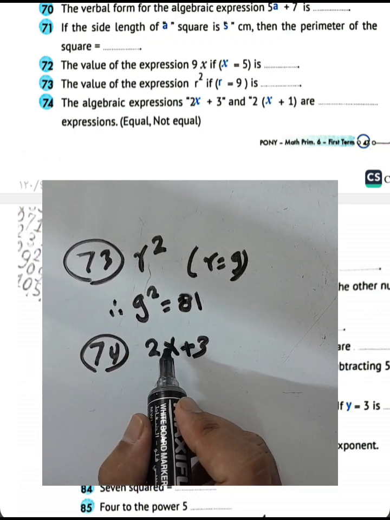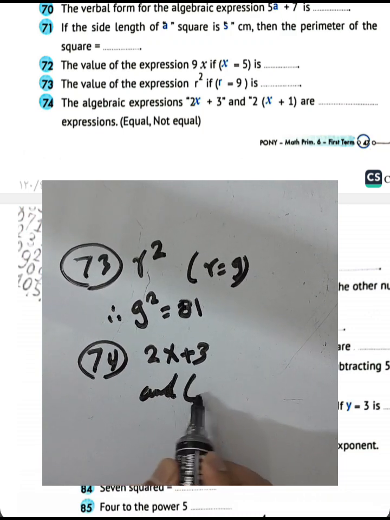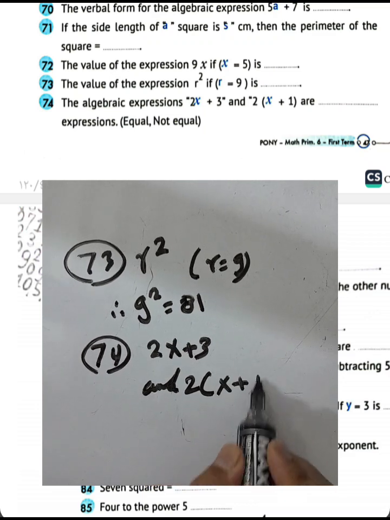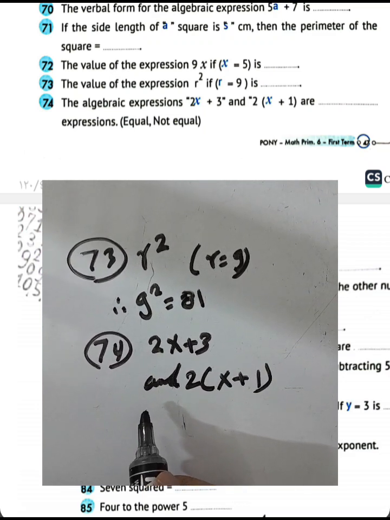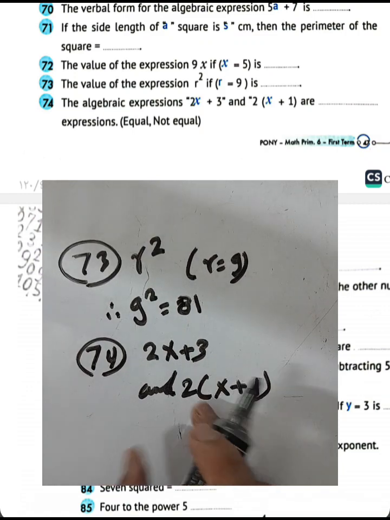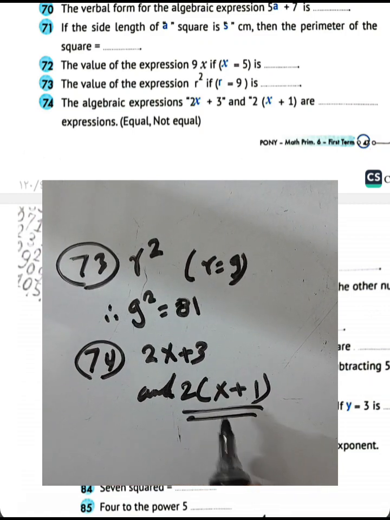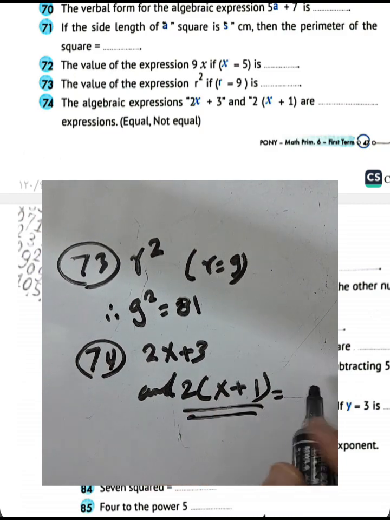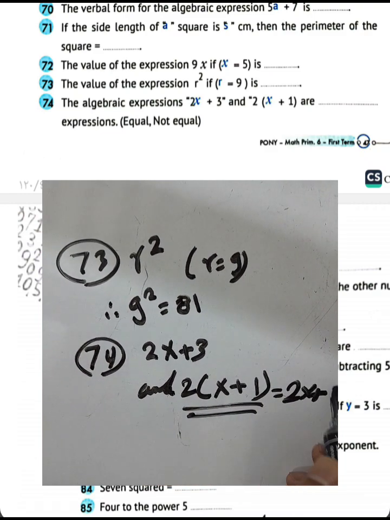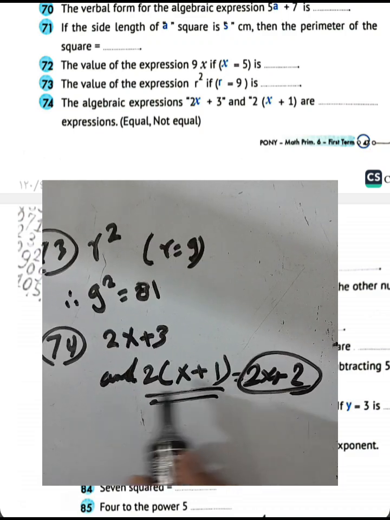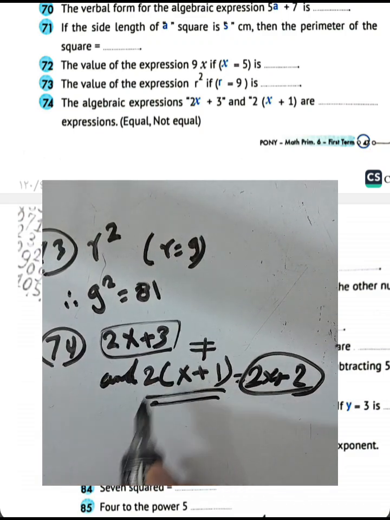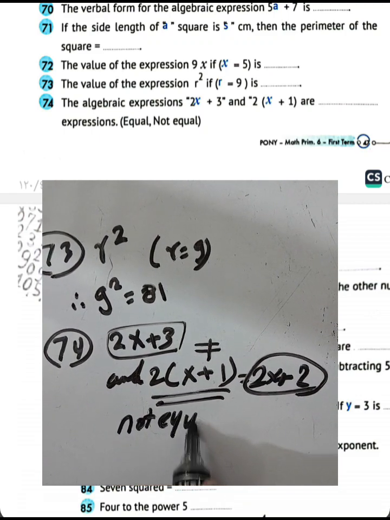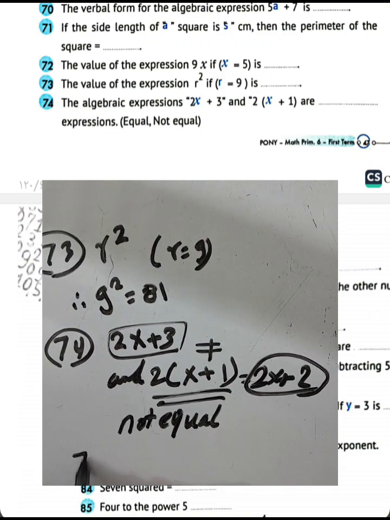Question 74. The algebraic expressions 2x plus 3 and 2 multiplied by x plus 1, are they equal? Not equal. Why? Because if we expand this expression, 2 multiplied by x will be 2x, and 2 times 1 equals 2, so it is 2x plus 2, not equal to the other expression. So we must write here not equal, okay? The two expressions here are not equal.